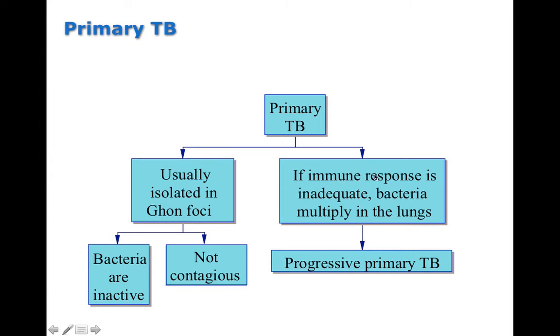Now, if someone's immune response is inadequate, these bacteria can multiply in the lungs, which can lead to progressive primary TB, and so they never actually get placed in Ghon foci, and instead they're capable of just spreading all throughout the lung tissue, but that's if their immune response is inadequate, like with AIDS.